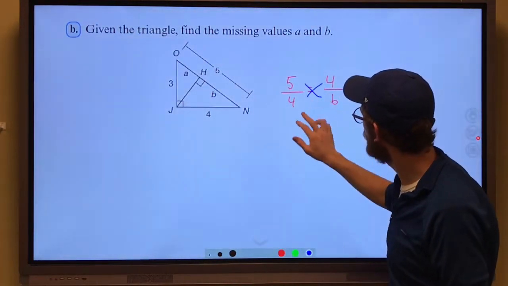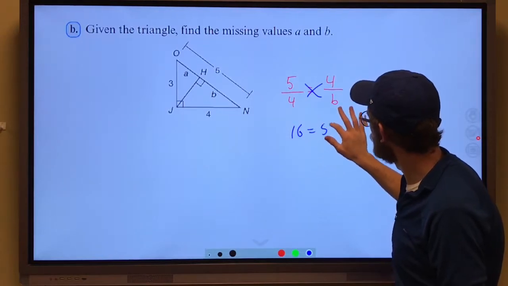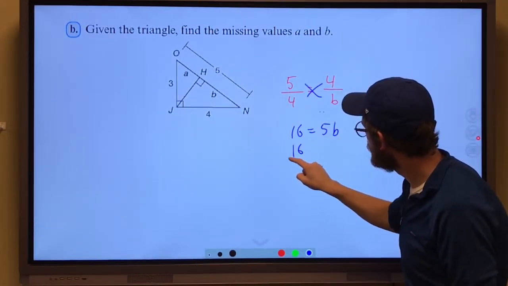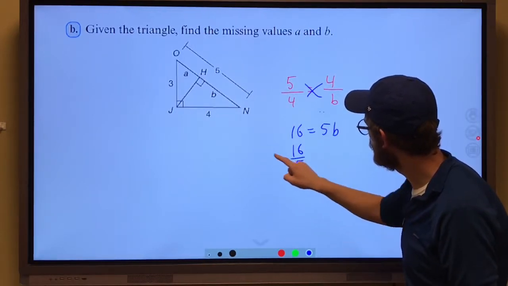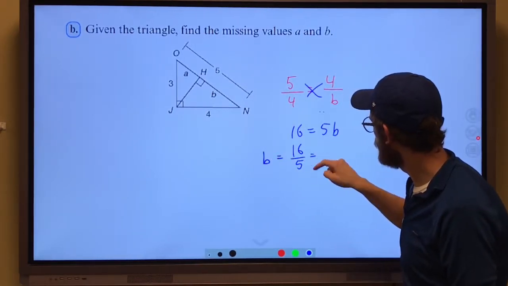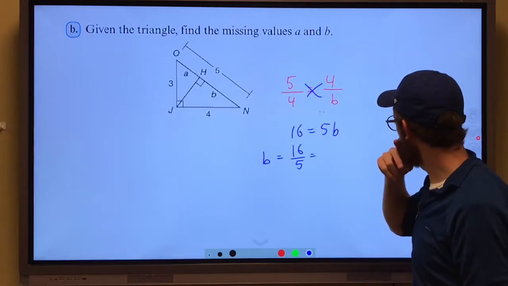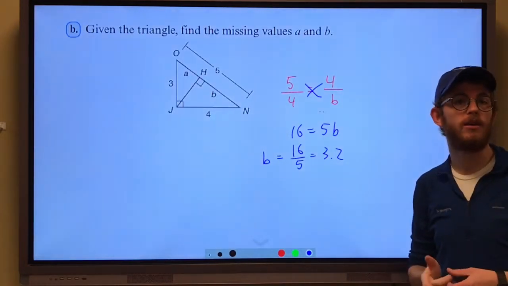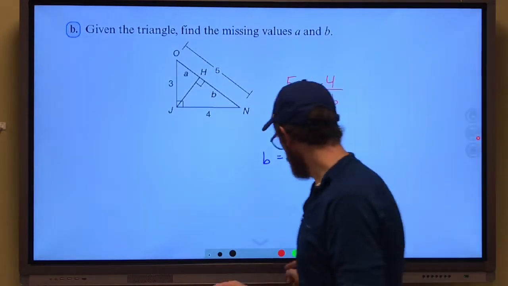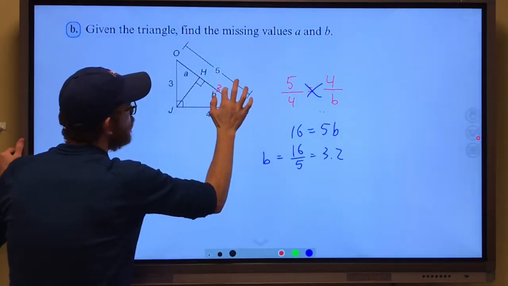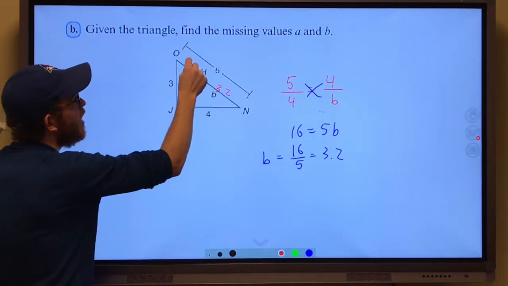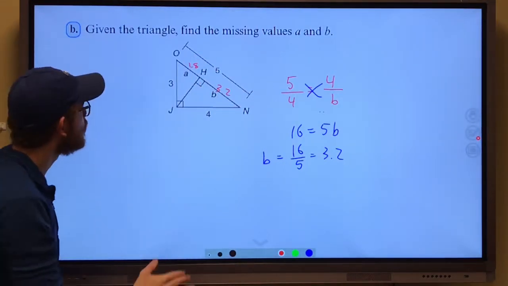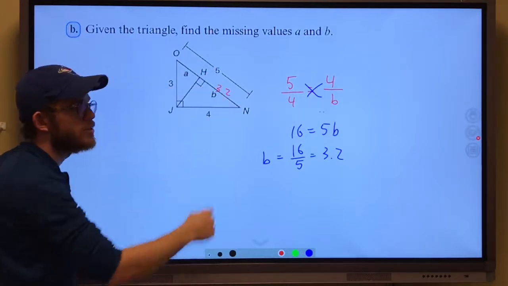So I'm going to put 5 and B in the extreme positions. I cross multiply, 16 equals 5B. We divide by 5, and B would be 16/5, or that is 3.2. Okay, that was B. Still need to find A. Well, we know B is 3.2. We can subtract that from 5, and we see that A is going to be 1.8. It really is that simple, because that is our segment addition postulate.